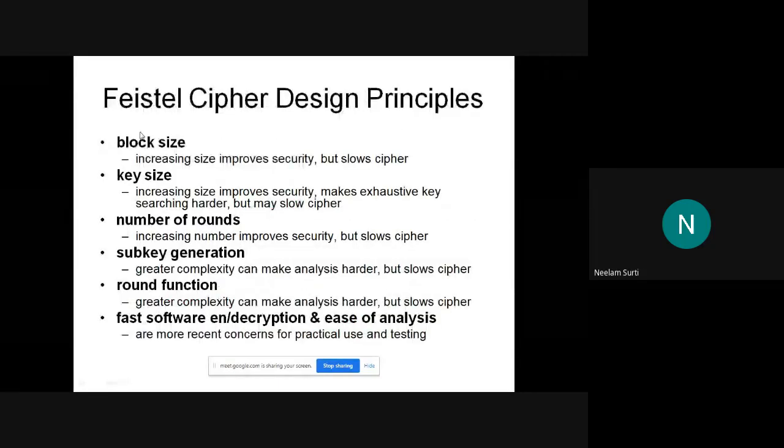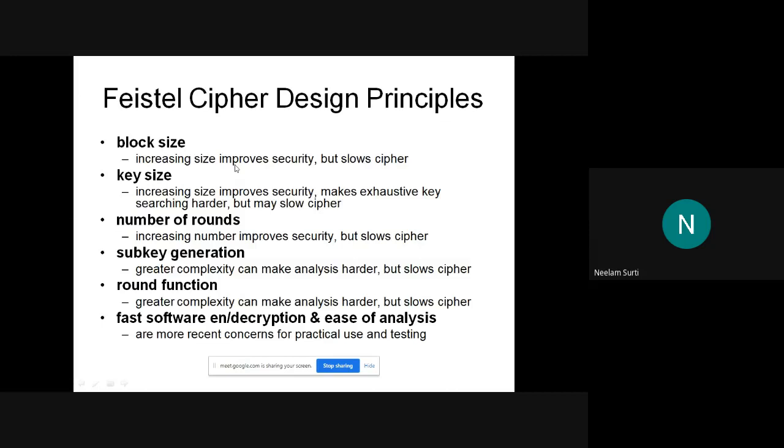What should be the block size? Increasing the size improves the security. These are the design principles of Feistel structure: if the block size is 32, it is considered very small, and the cipher may be breakable. Always, the larger the block, the more secure the algorithm is. But along with increasing the block size, it slows down the cipher. The encryption and decryption process will slow down significantly if the size of the block is huge.